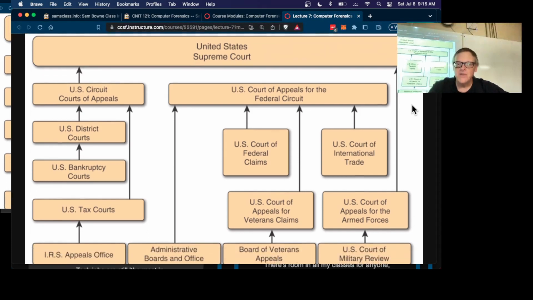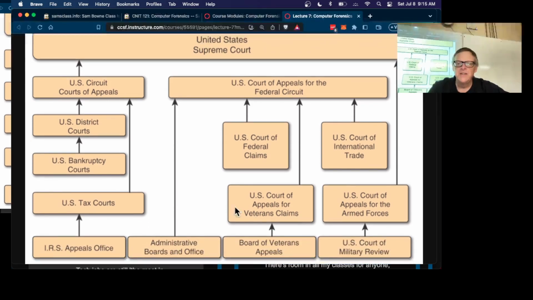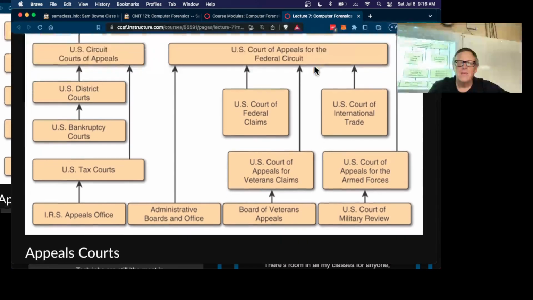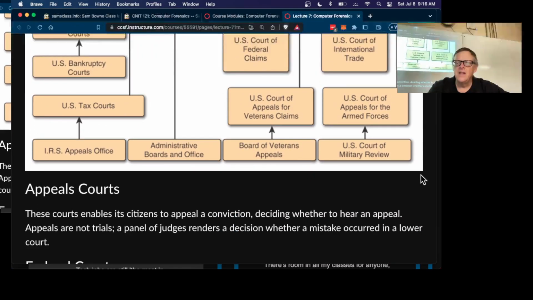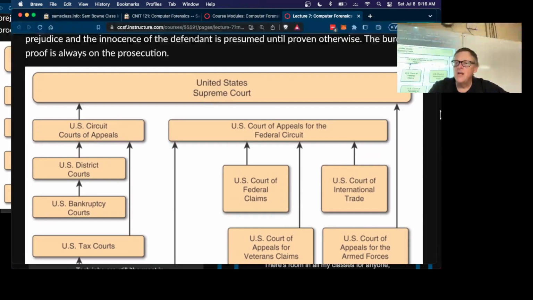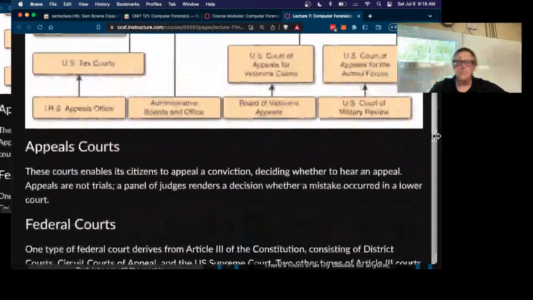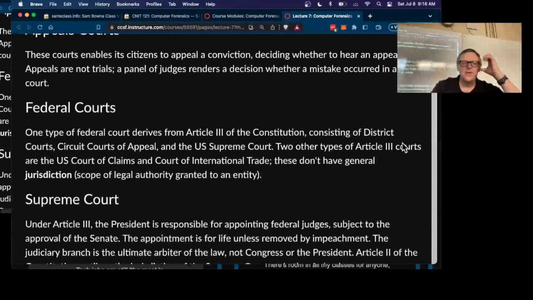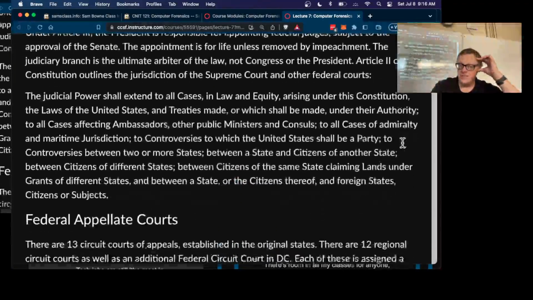However, below them, there's a structure. Circuit courts of appeals and federal courts of appeals, and below that, the lesser courts. And so if you get a decision at one of these courts you don't like, you can try to appeal to higher courts until you get to the Supreme Court. But after that, there's no higher place to go. All right, so those are the appeals courts and the federal courts and the Supreme Court.